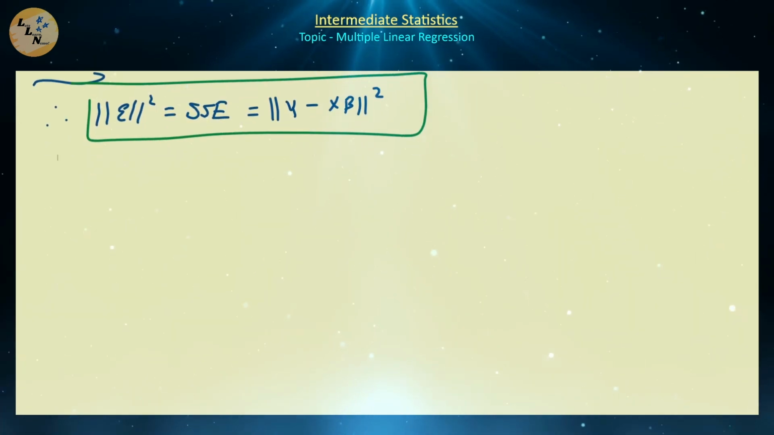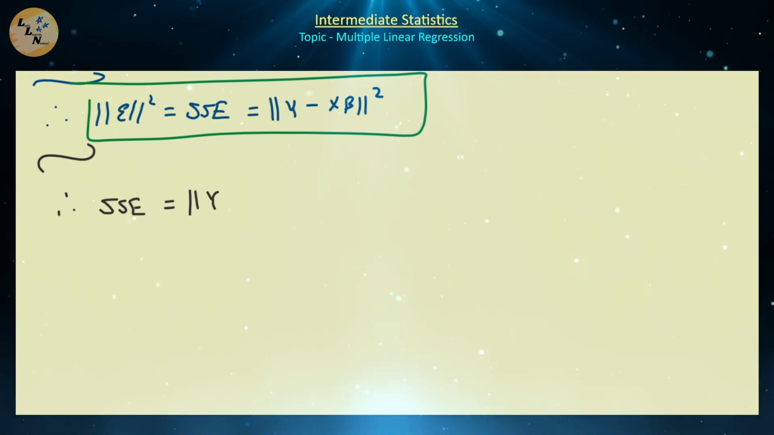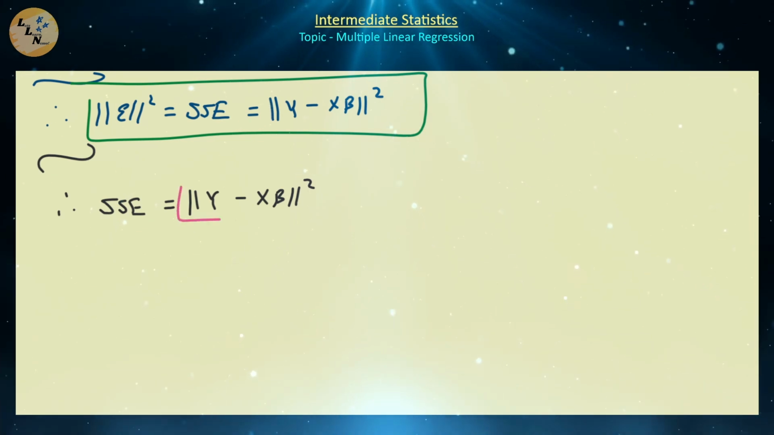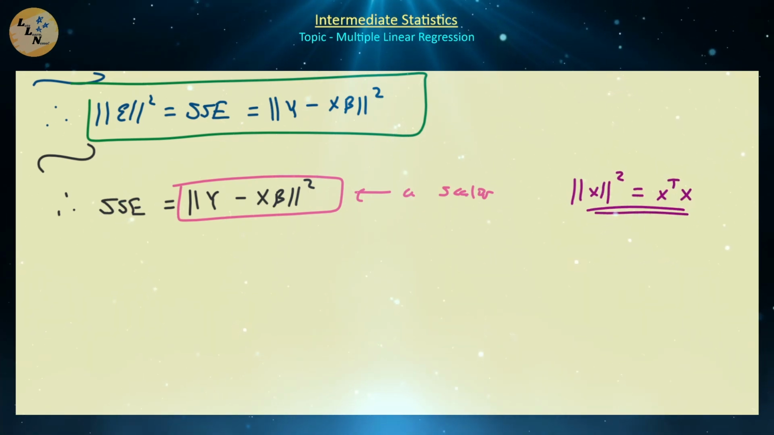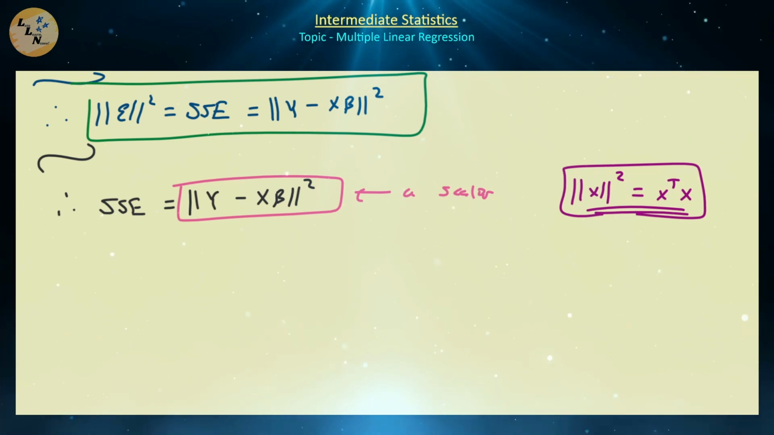So let's see if we can build an alternative representation for this functional, and then we're going to do some matrix derivatives of this, minimize, set it equal to 0, and we're going to have an equation for our betas. So our SSE is going to be equal to the norm of y minus x beta, the quantity squared. And keep in mind this is a scalar, a fancy word for a number. One should remember that the norm of a vector squared is equal to x transpose times x. So those two things are equivalent.